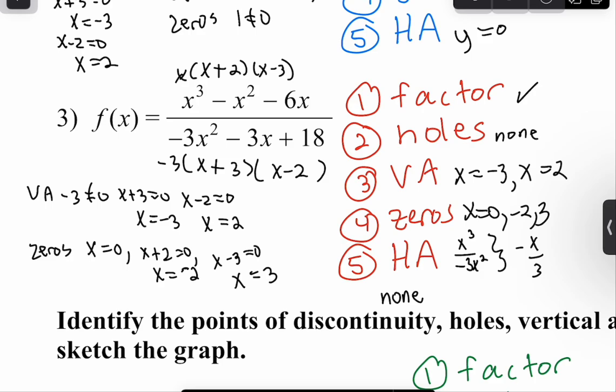So our horizontal asymptote actually is called a slant asymptote that we would be able to find that acts similar to the line -x/3. But there's no horizontal asymptote for that one.